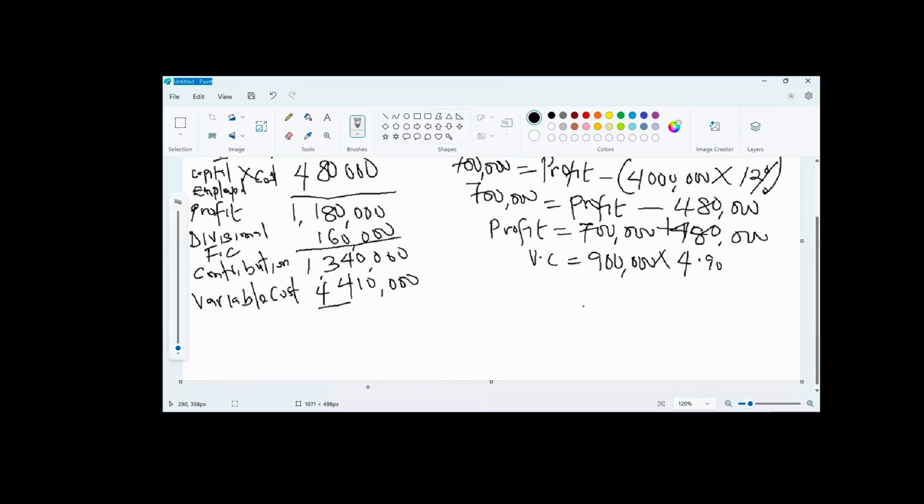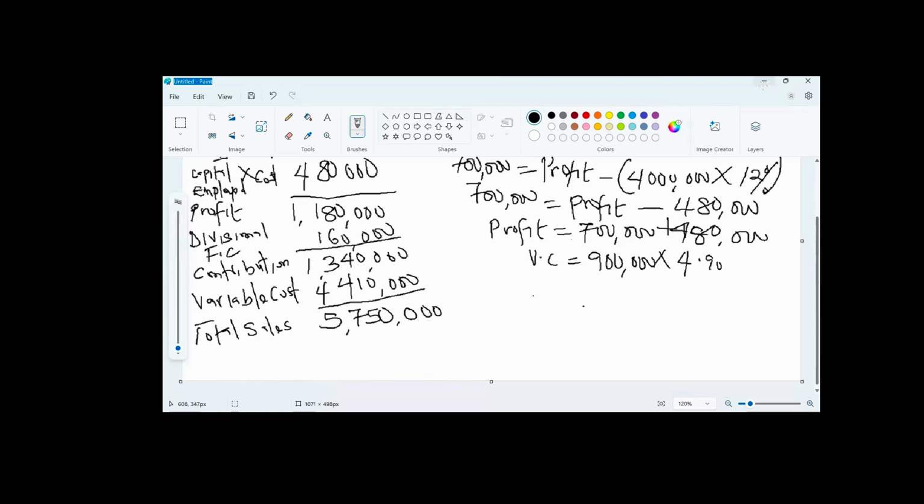Contribution plus variable cost will give you what? Sales. We give you your total sales value. You are just doing a work back. Total sales, please add 5,750,000. This is the total sales for division Aba. Total sales is 5,750,000.